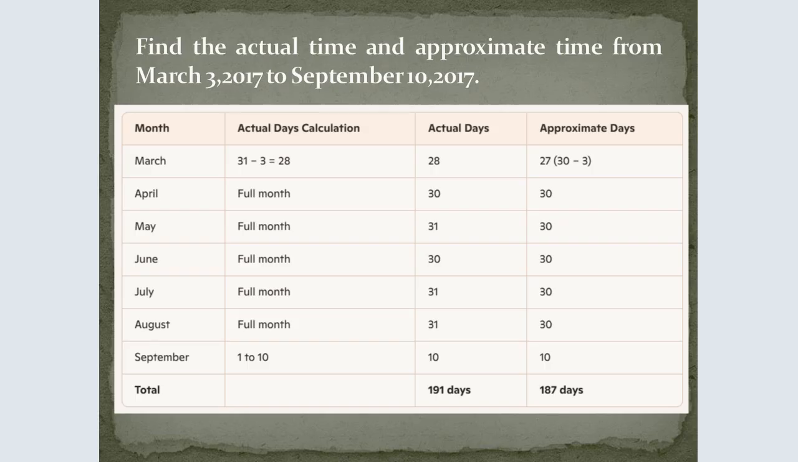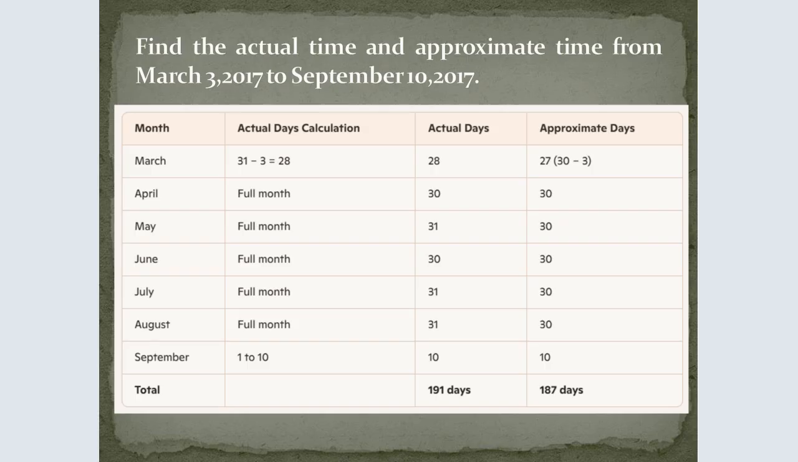Now, for April, that will be a full month, and we have 30 days in April. In May, there are 31 days in actual, but for approximate, again, it's 30. For June, we have 30, same with approximate days, 30. For July, actual days, 31; for approximate days, 30. For August, actual days, 31; for approximate, 30. Then we have September, from 1 to 10.